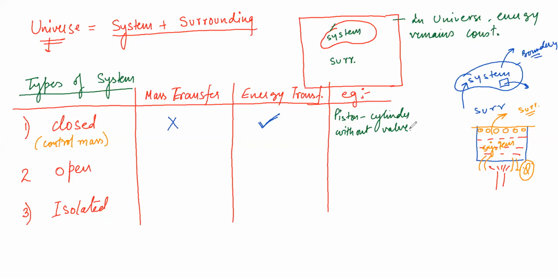Now I'm going to explain to you what is the open system, right? You can see that when I say in a closed system there is no mass transfer, similarly in an open system, mass transfer as well as energy transfer both can take place.